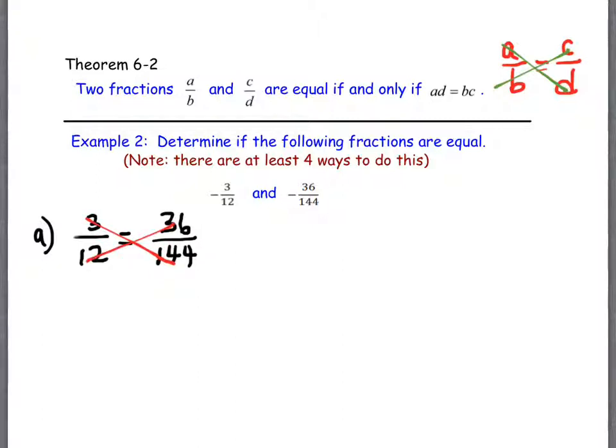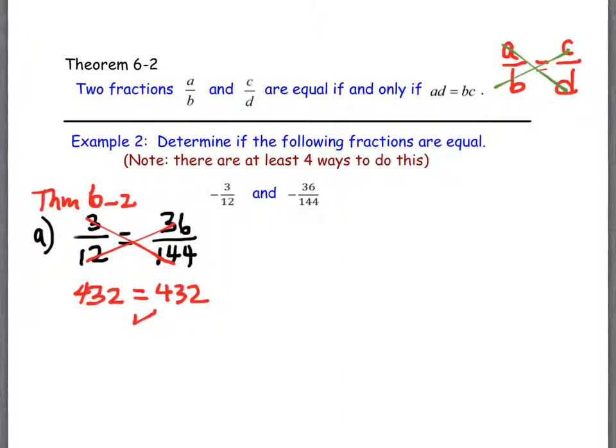So what happens, grab your calculator if you have it with you, multiply out for me. What is 3 times 144? 432. Okay. Somebody else check for me, what is 36 times 12? It's 432. So according then to Theorem 6.2, they're equal, right? So this works out. We've checked it, so the original fractions were in fact equal.